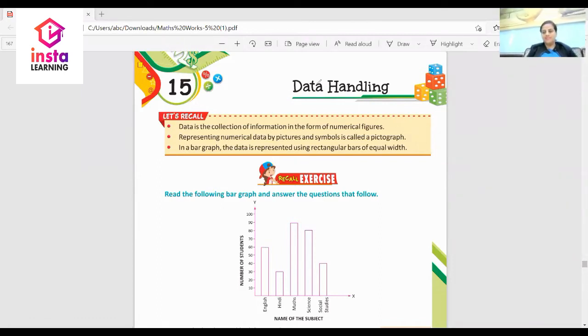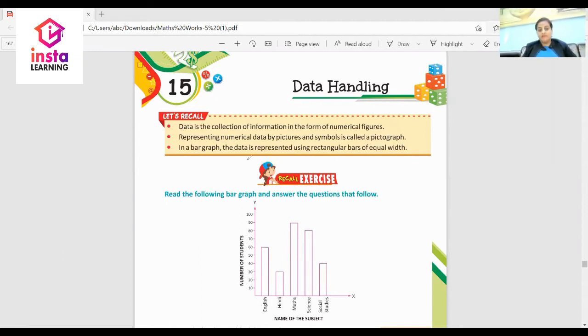Here, your maths teacher Artika Ra is going to teach you chapter number 15, data handling. So, you all know what is data. Data is the collection of information in the form of numerical figures, representing numerical data by pictures and symbols. Because we know when we see symbols and pictures, we are able to recognize it very fast.